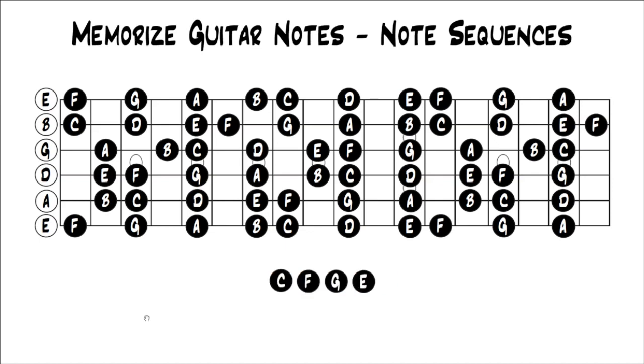So first, we're just going to take a group of notes again, and this time we're going to take C, F, G, E. This is just a random grouping of notes that I've picked, and I'm going to turn it into a sequence.